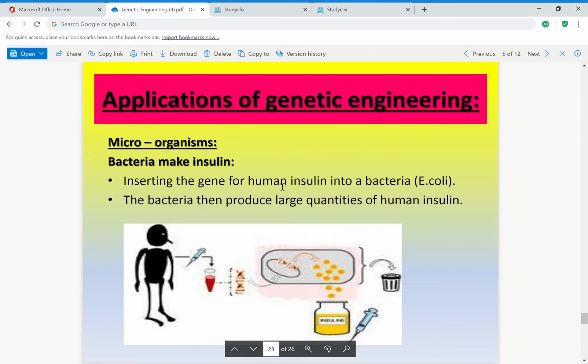And the final example is the one that we looked at the beginning, bacteria making insulin. As mentioned, we can insert the gene for human insulin into bacteria, and then they produce large quantities of this insulin.